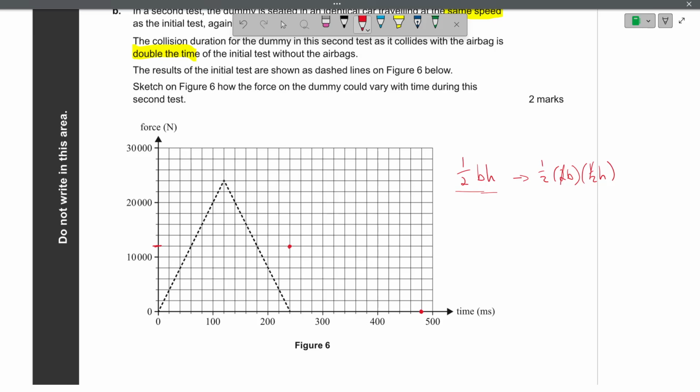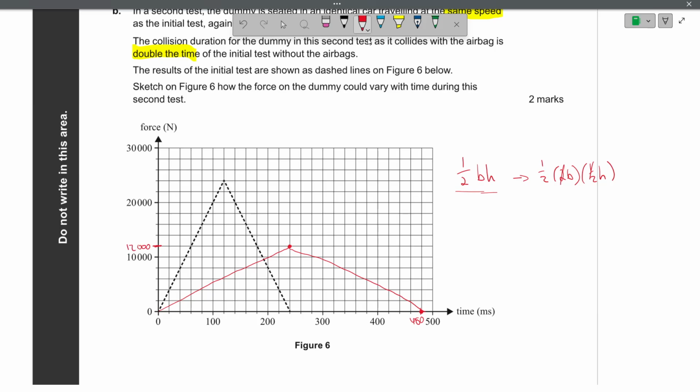So if I sketch a graph, I don't have a ruler right next to me, but you should have a ruler with you when you're doing these questions, and just draw another triangle that looks like that. Okay, and that triangle will have exactly the same area as the initial triangle. So 2 marks, I guess 1 mark for putting in the right time here, which is 480 milliseconds, and then the right height, which is 12,000.